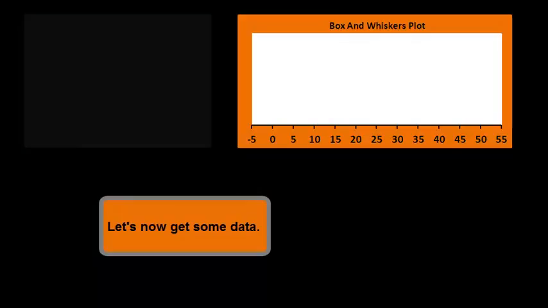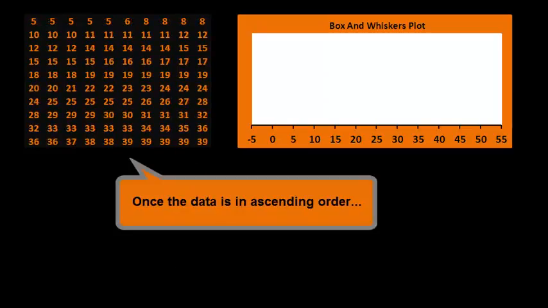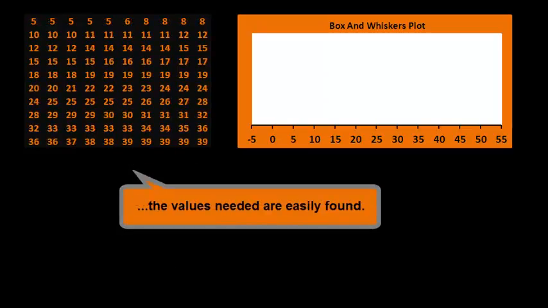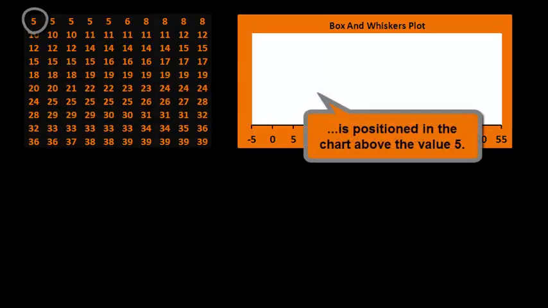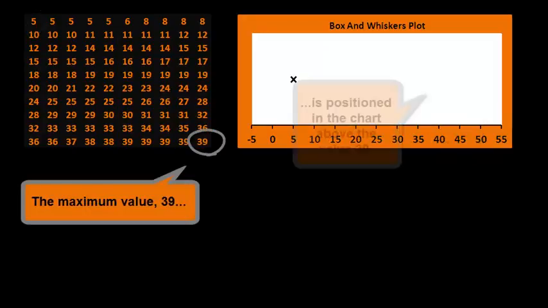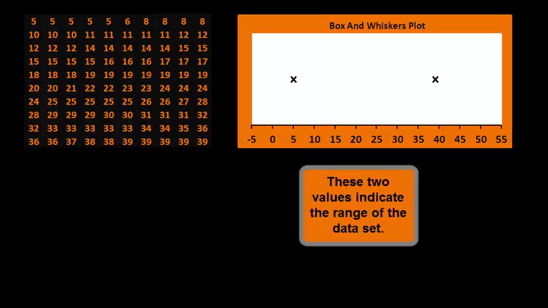Let's now get some data. In order to make use of the quartiles, the data must be placed in ascending order. Once the data is in ascending order, the values needed are easily found. The minimum value, 5, is positioned in the chart above the value 5. The maximum value, 39, is positioned in the chart above the value 39. These two values indicate the range of the data set.